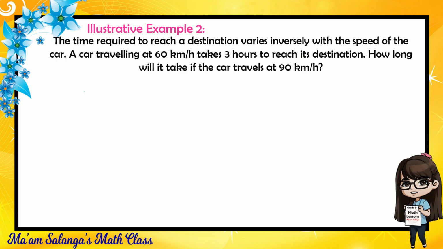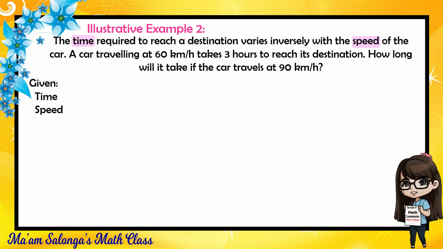Next example. The time required to reach a destination varies inversely with the speed of the car. A car traveling at 60 km per hour takes 3 hours to reach its destination. How long will it take if the car travels at 90 km per hour? So let's identify the two quantities that vary inversely, and that is the time and speed.